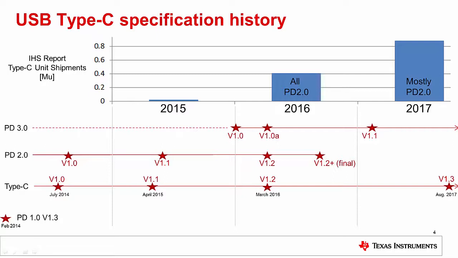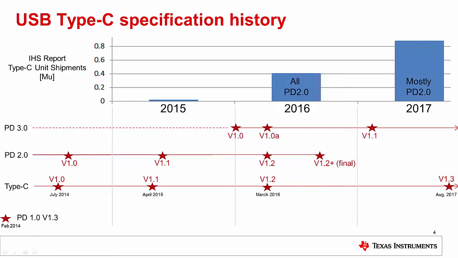This is a timeline of some of the changes that have gone on in the USB Type-C and power delivery specifications. It's kind of interesting if you look at the history of it. There was a version called PD 1.0 which used the VBus wire, or the power wire in the cable, to send messages back and forth. Because it was riding on the power wire, it had to use FSK modulation to send the messages back and forth.